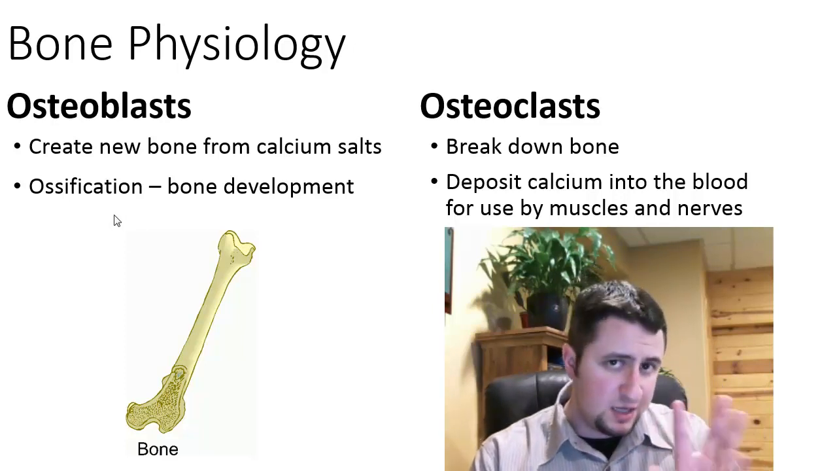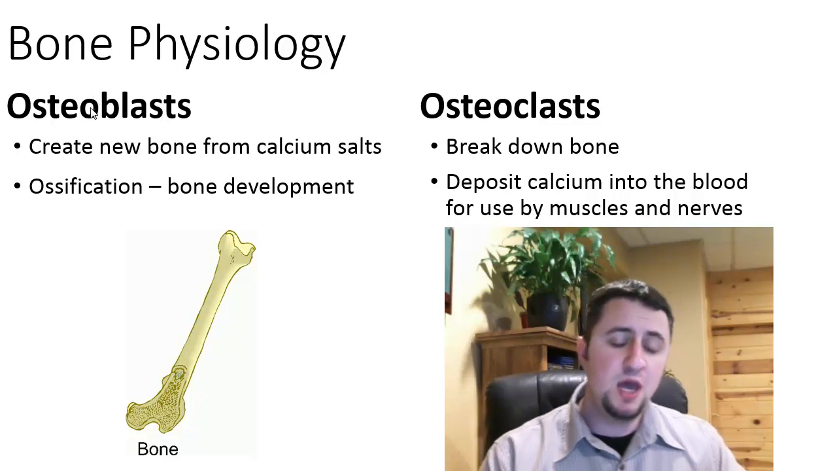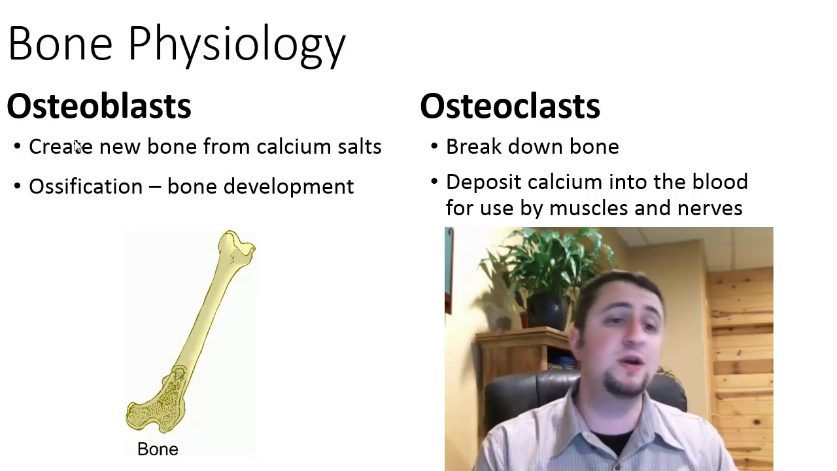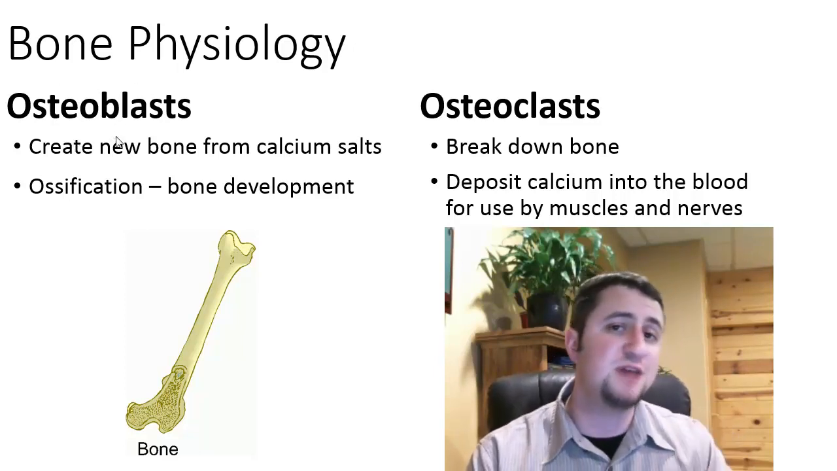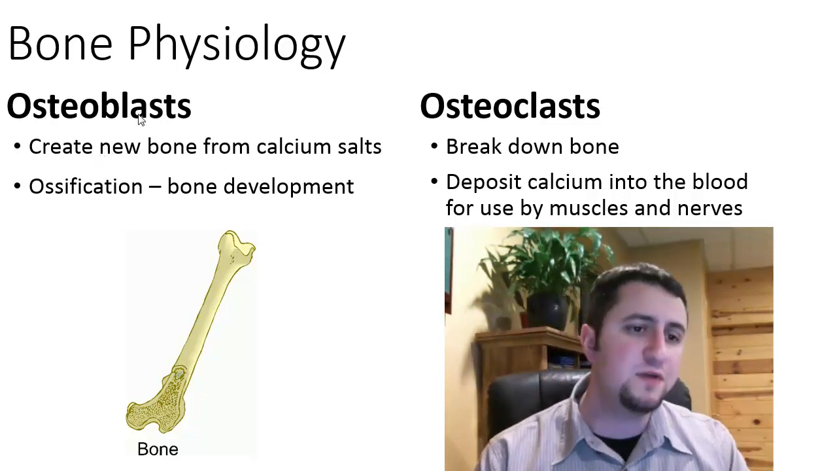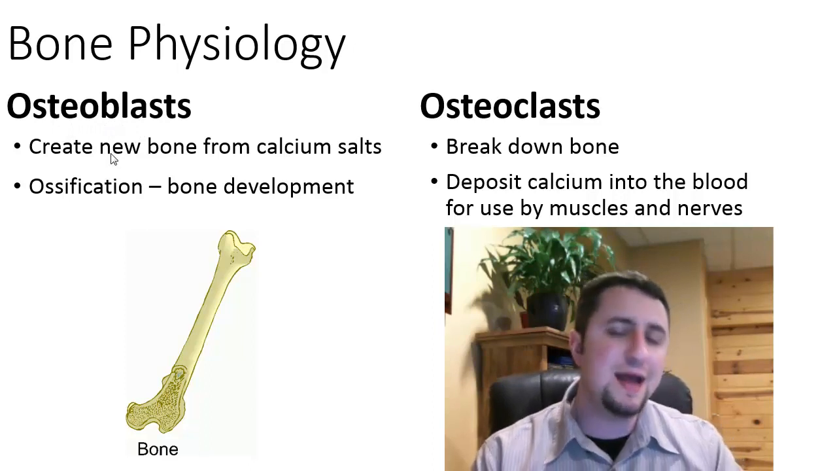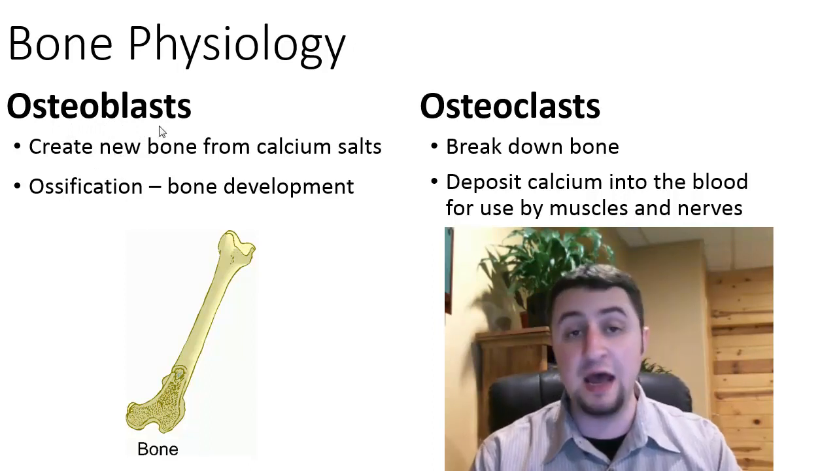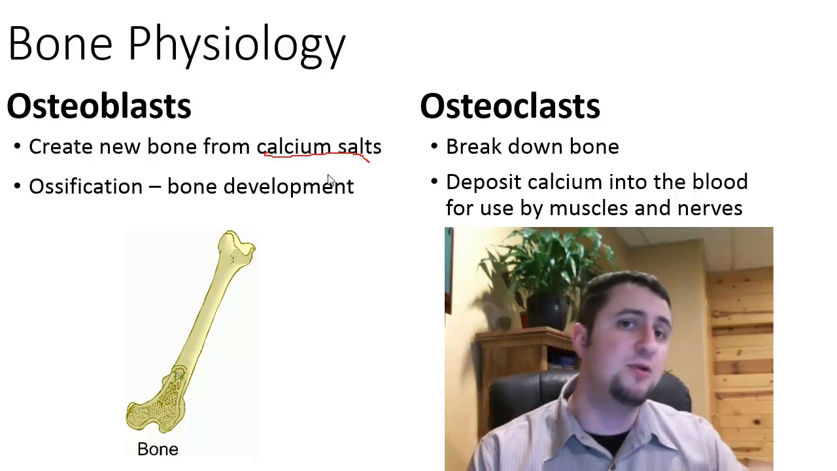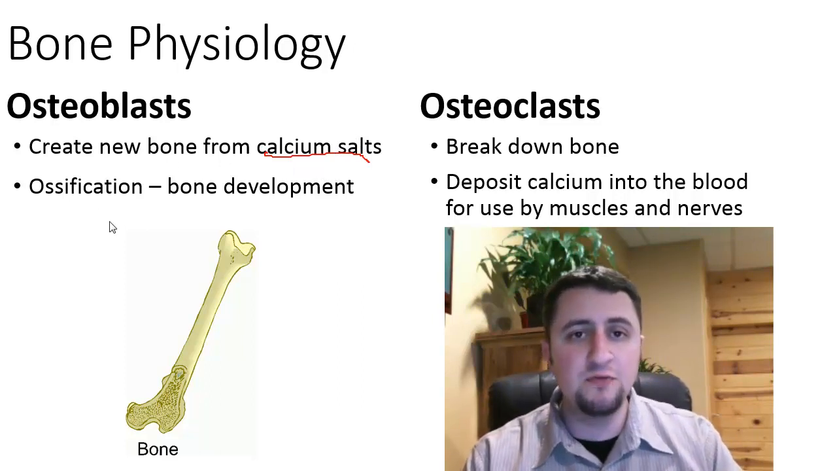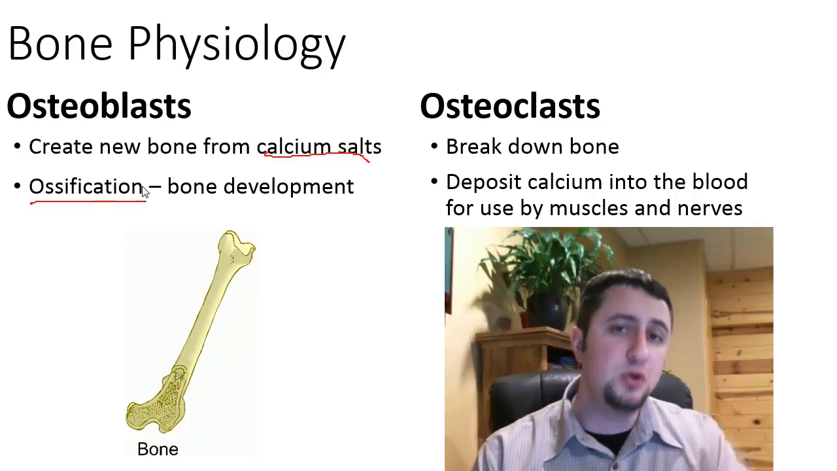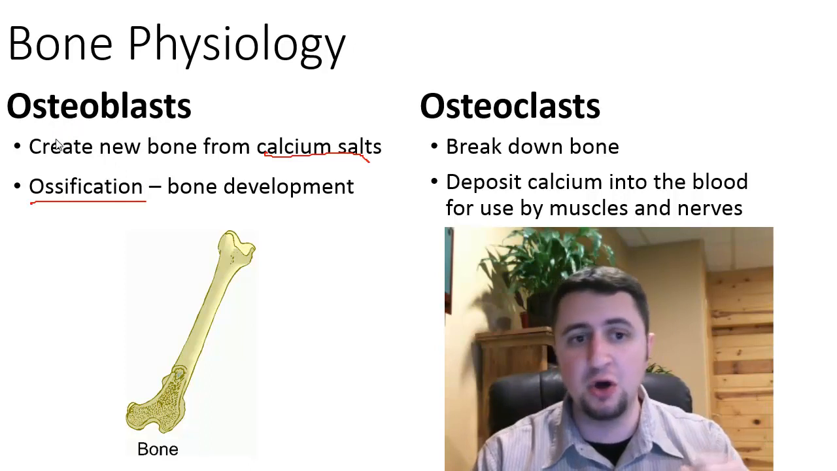Now, I'm going to focus a little bit on bone physiology. A lot of people are familiar with what bones are made out of. They're made out of calcium, but a lot of people are not familiar that there are actually 2 types of cells that develop our bones. One of those types of cells is called an osteoblast. An osteoblast is a cell that creates new bone from calcium salts. So it lays down new bone. Laying down new bone, or developing new bone, is a process called ossification. So producing new bone is done by these cells called osteoblasts.